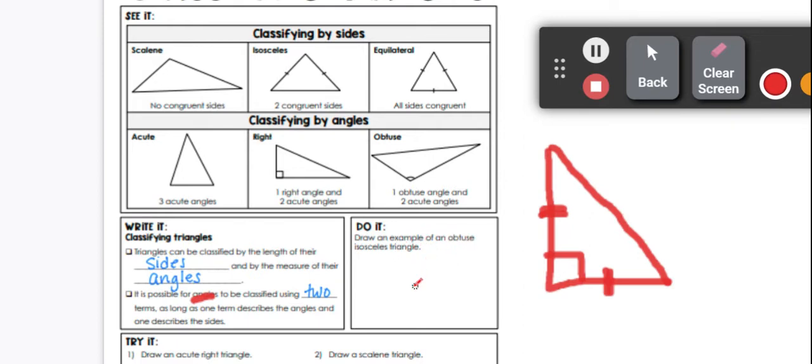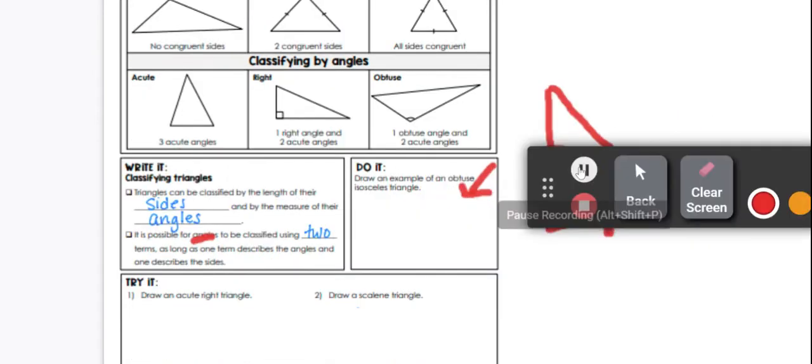So you get to draw an example of an obtuse isosceles triangle here. I'll look forward to seeing what you come up with. So then you can come down here and try it again. Down here it says draw an acute right triangle.